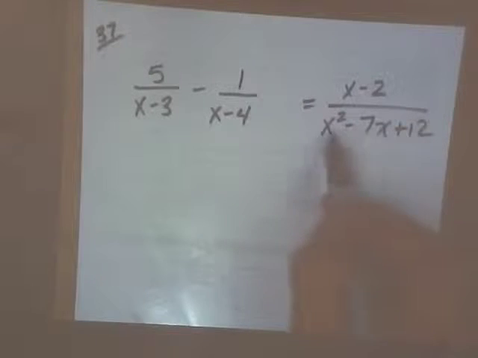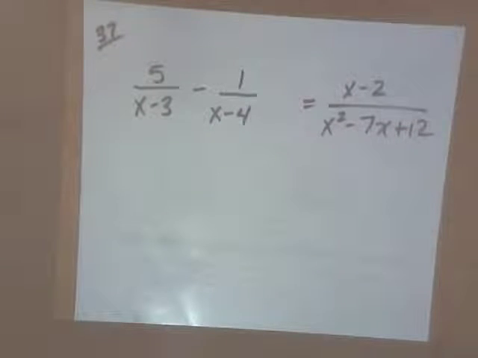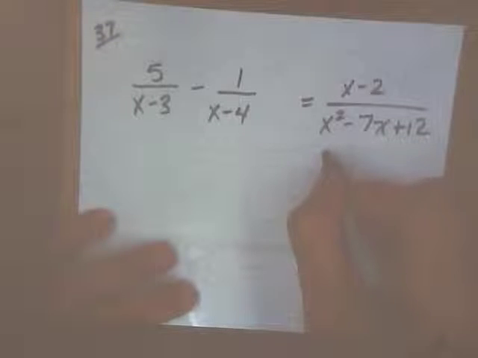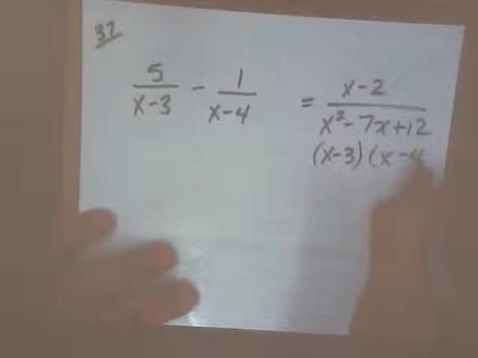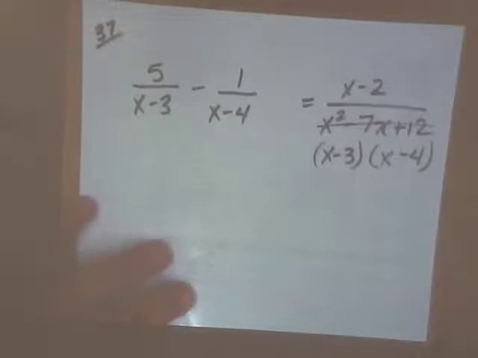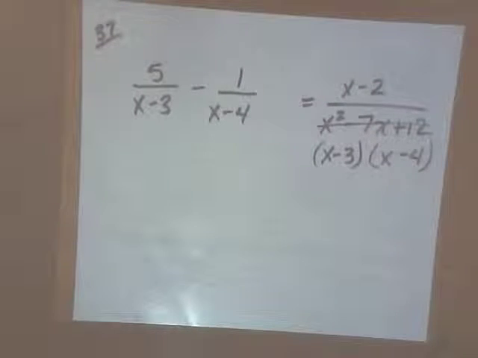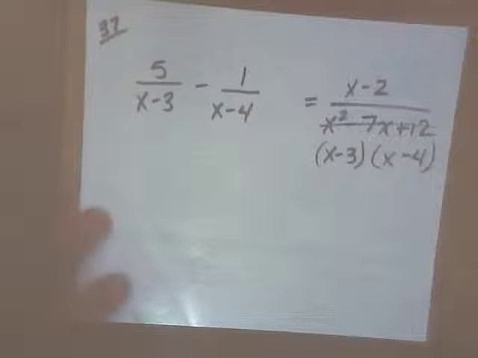Let's factor this one first. What does that factor into? Two numbers multiplied to 12 but add up to -7. -4, -3. So this factors into x minus 3 and x minus 4, right? It's a nice one though, right? Alright, I don't have the same denominators yet.